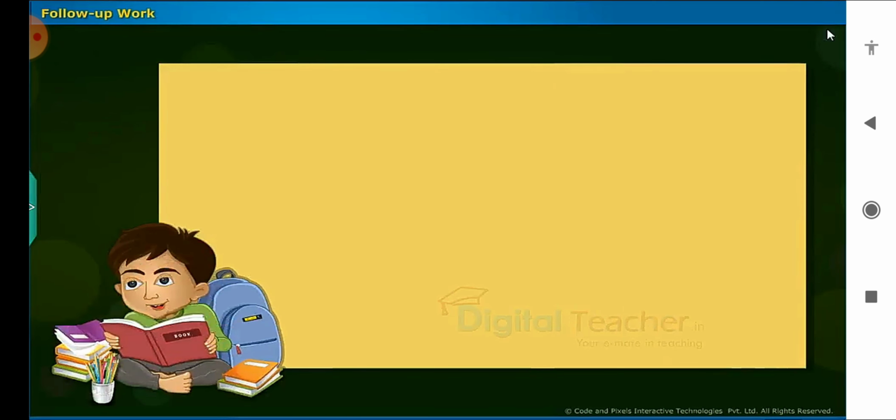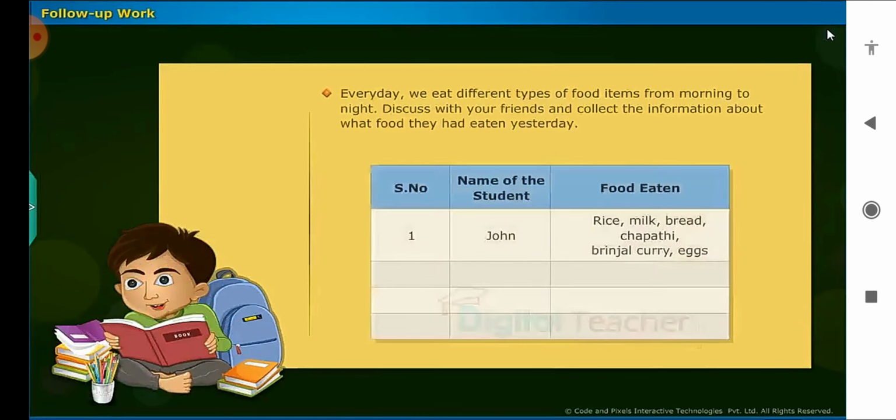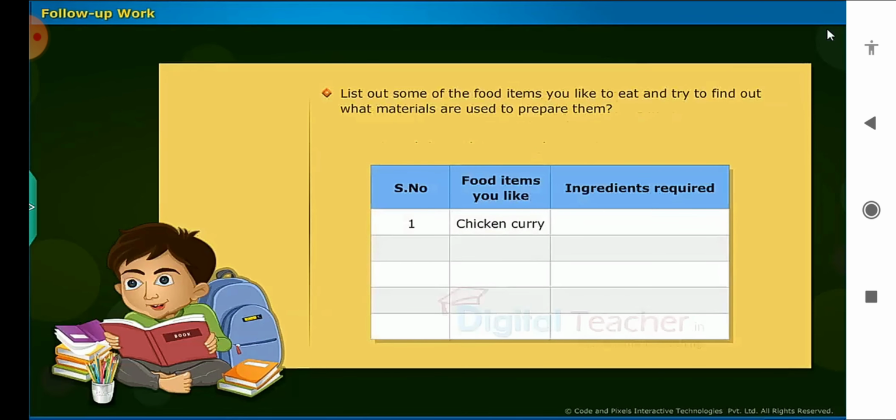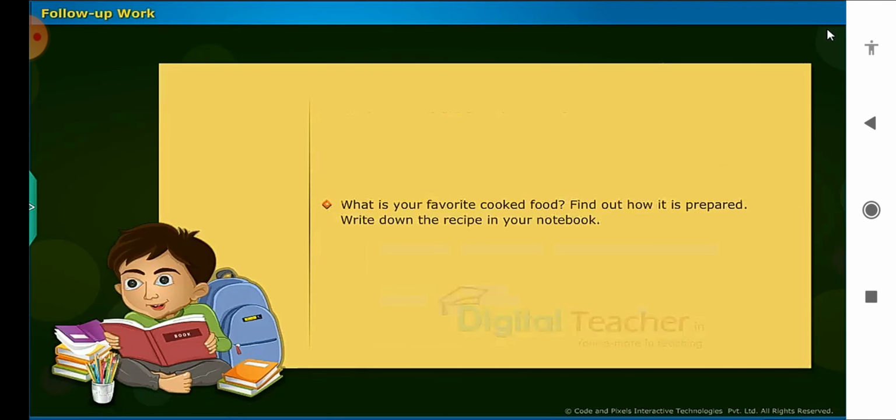Follow-up work. Take up the following activities. Every day, we eat different types of food items from morning to night. Discuss with your friends and collect the information about what food they had eaten yesterday. Record the information in the given table. List out some of the food items you like to eat and try to find out what materials are used to prepare them. What is your favorite cooked food? Find out how it is prepared. Write down the recipe in your notebook.